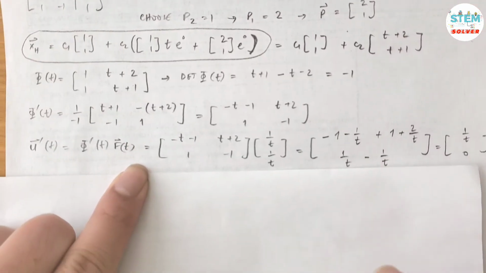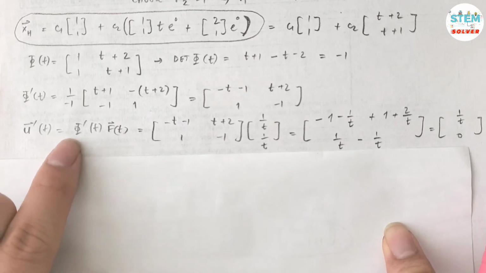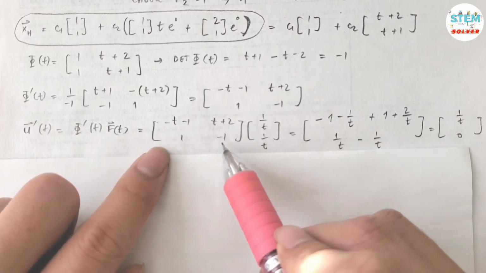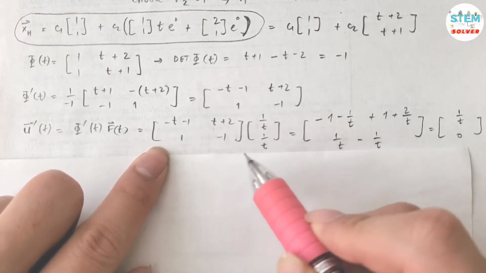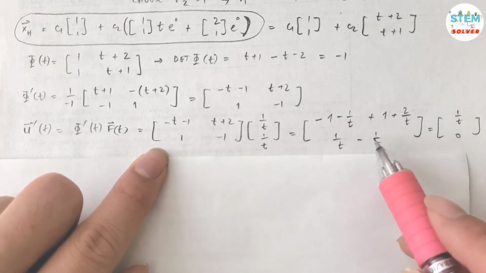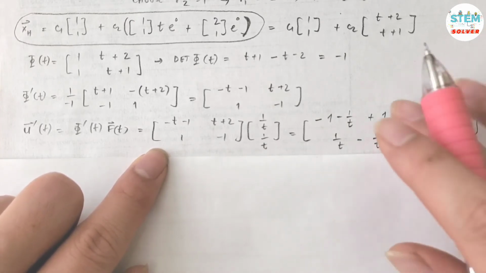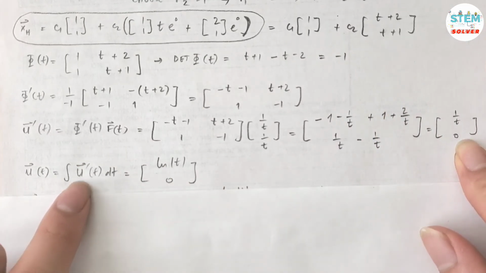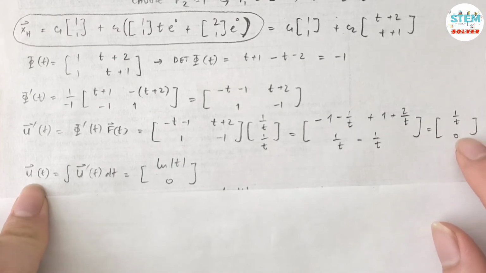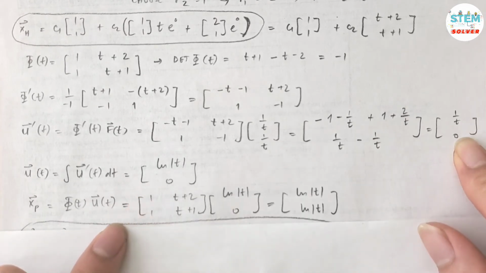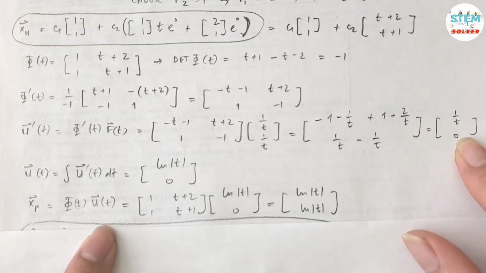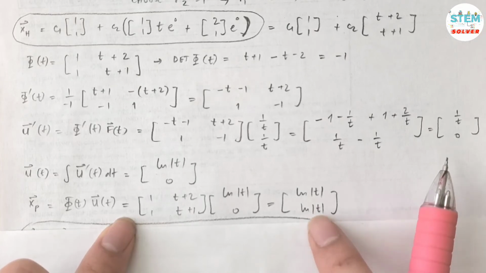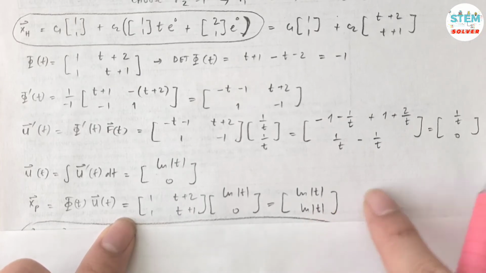Then you need to find vector u prime of t, which is equal to phi inverse times f of t. Okay, so I got this expression, multiply them together, it gives me this matrix. Simplify it, I got this matrix. Once I got this matrix, the next step is to find the integral of u prime to get u. So integrate this one, I got this one. Now your non-homogeneous part is equal to phi of t times u of t, which is natural log of t and natural log of t.